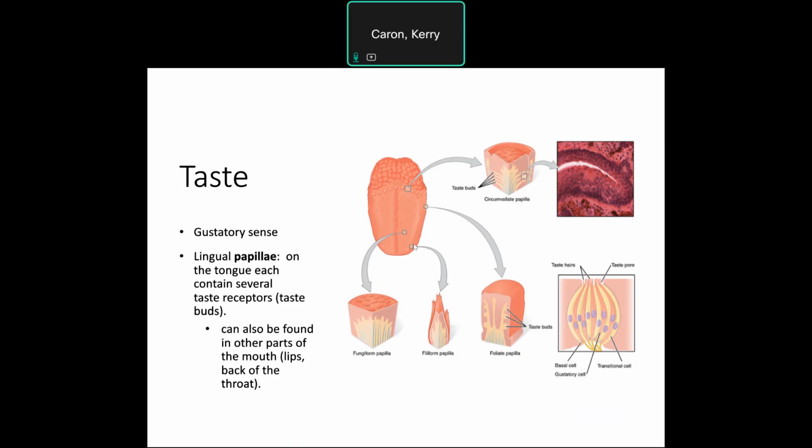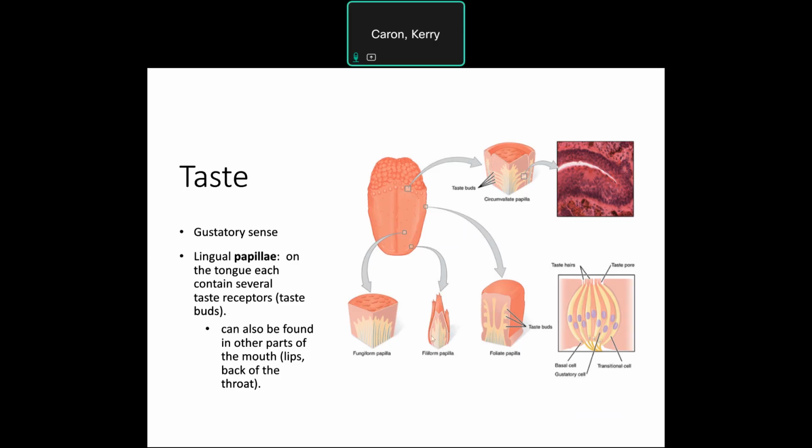Okay, moving right along, we're going to start with taste. Taste is also called the gustatory sense, and our primary organ for taste is our tongue. And on the tongue, you have lingual papillae. And the papillae are, here's kind of a blow up of them.